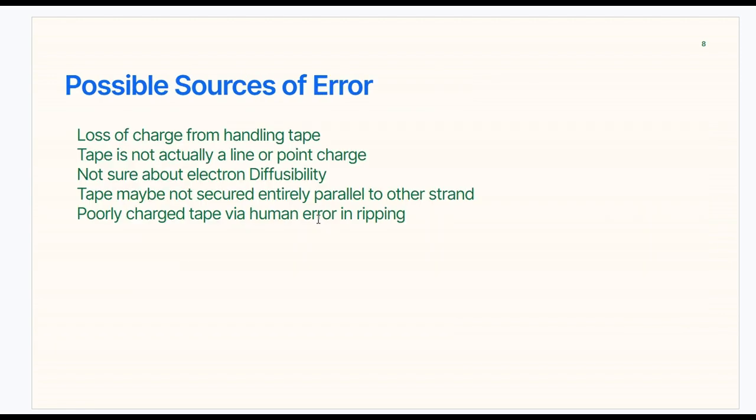Some possible sources of error were the loss of charge from handling the tape. Tape is not actually a line or point charge, so assuming that can cause some error. We also don't know about the diffusibility of the electrons across the tape membranes. The tape also might not be secured or entirely parallel to the other strand. And of course, poorly charged tape via human error in charging.